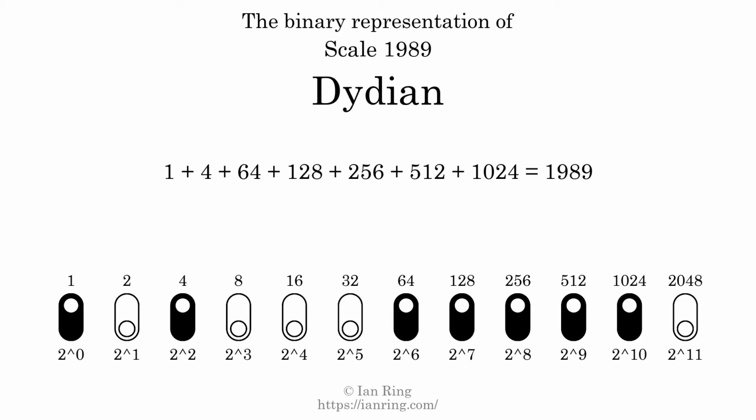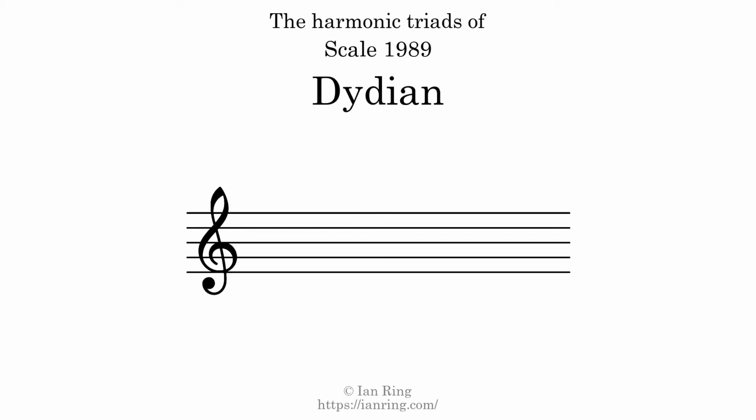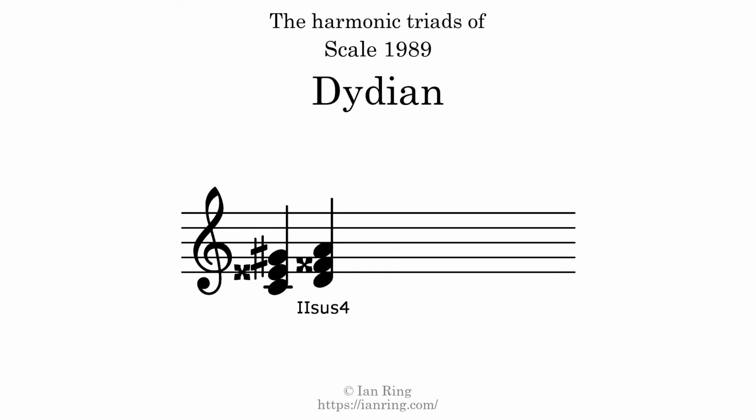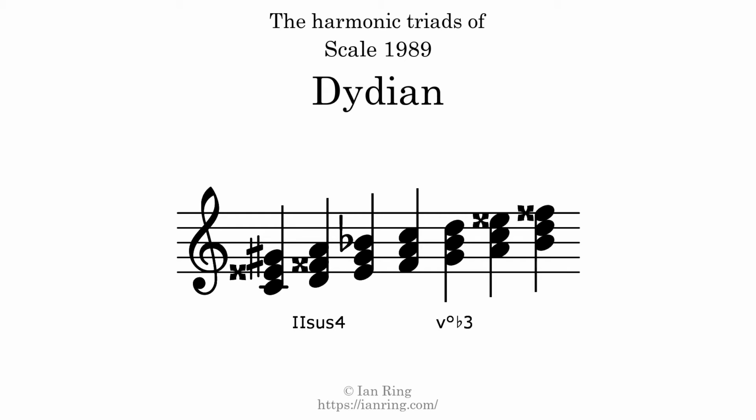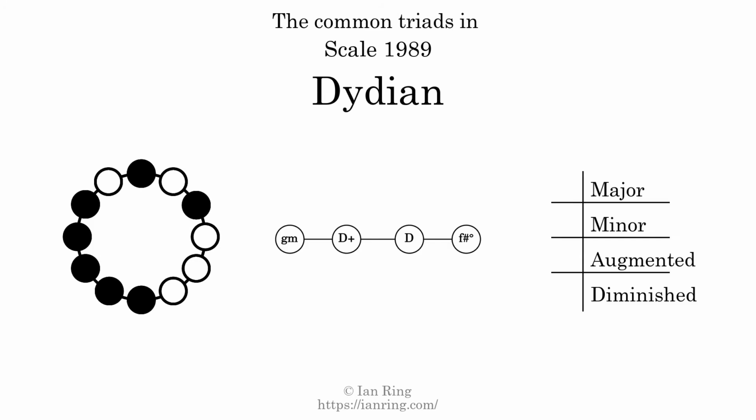1989. The scale number not only enumerates the scale with a unique index, but it also literally describes the tonal content of the scale. Represented as a binary number in base 2, the scale number is 0111110000101. Here are the harmonic triads present in this scale. Unnamed. sus4. Unnamed. Unnamed. Diminished flat 3. Unnamed. Unnamed. Here are the common triads present in this scale.